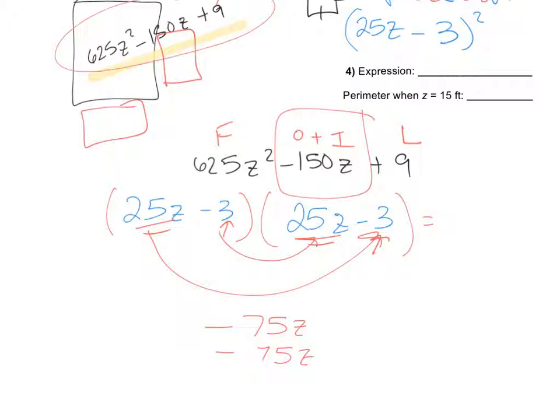Would you get the same answer? Absolutely. If you did product of AC, sum of B, you would still get the same answer if you got the right factors to expand the middle term.